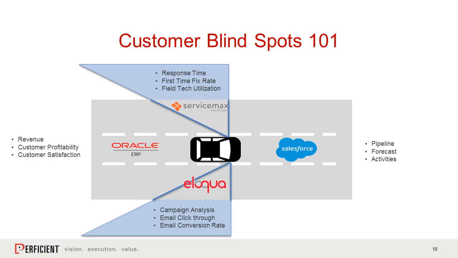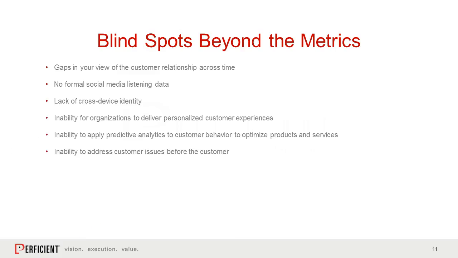And on the Eloqua side, it could be even worse, because if I'm not doing an analysis on my campaign and checking my campaign analytics, looking at my email click-through or my email conversion rate, I may not have a good sense as to what's going to be filling that pipeline and where I need to swerve in terms of going to get that business. So when we talk about those customer blind spots, the real question isn't necessarily just the metrics, but all the other parts that could be creating problems for us.